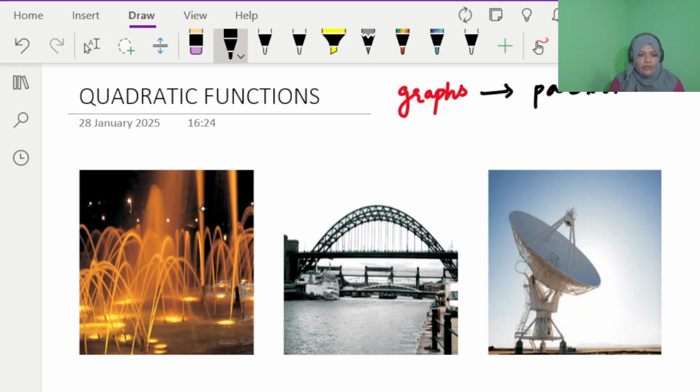Okay. So here you can look into real life examples of parabolas. Say for example, the water fountains, the bridges, and also the telescope. So these are some of the real life examples of parabolas, and we'll try to understand how to graph the parabolas, how to graph the quadratic functions.